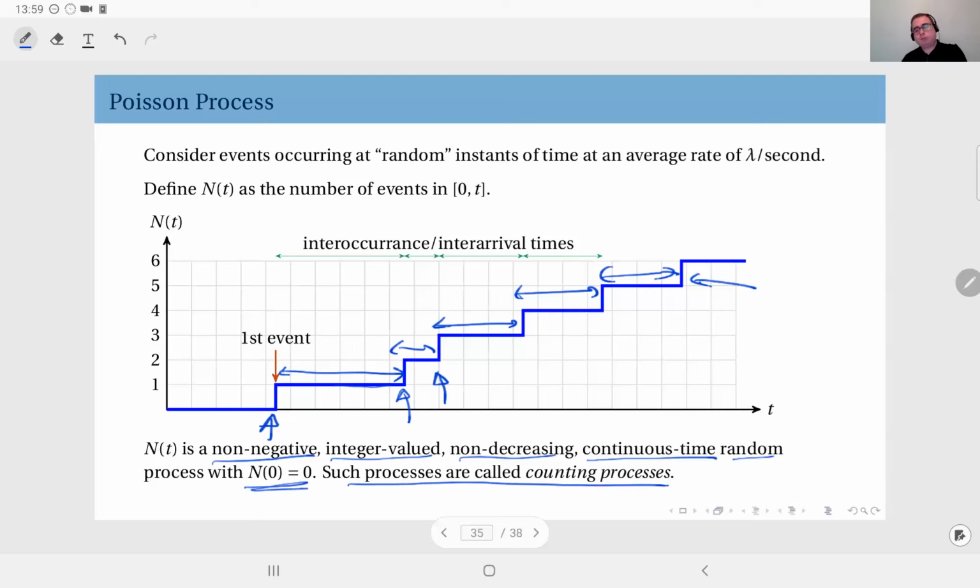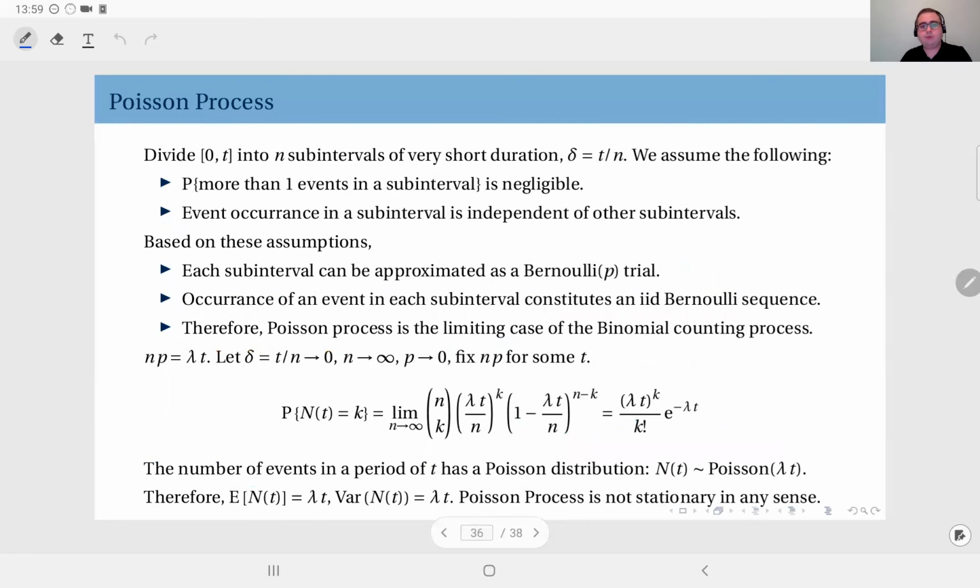Okay, so the Poisson process is a special case of counting processes. The binomial counting process is also another counting process. It's not continuous time, it's discrete time, but it still has these other properties. It's non-negative, it's integer valued, it's non-decreasing, and it starts from 0, so it's a counting process. The Poisson process is also a counting process. Now, we are going to derive the distribution of the Poisson process as we did for the Poisson distribution, and we will study its mean and autocorrelation. And also, later on, we will derive the inter-arrival time distribution, okay?